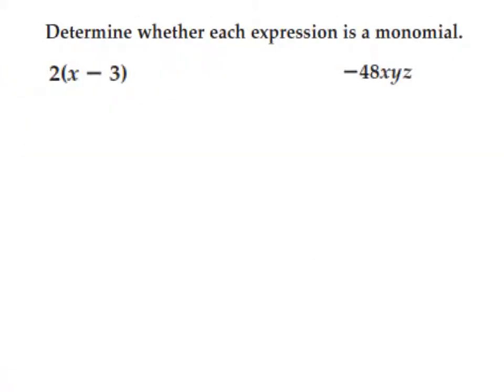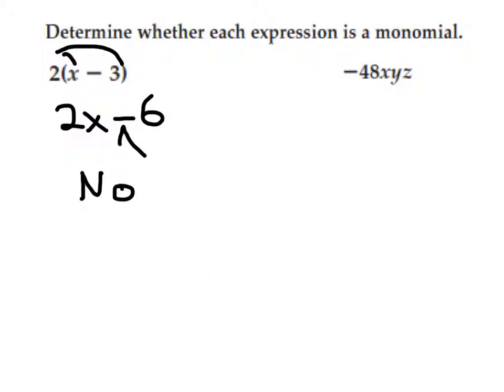All right, determine whether each expression is a monomial. What we need to do here in the first one is get rid of the parentheses, and we're going to use the distributive property. So we get 2x minus 6. Notice that we can't combine these two because they're unlike terms. Now, is this a monomial? The answer is no, because these two terms are separated by the subtraction sign. Let's go to the next one.